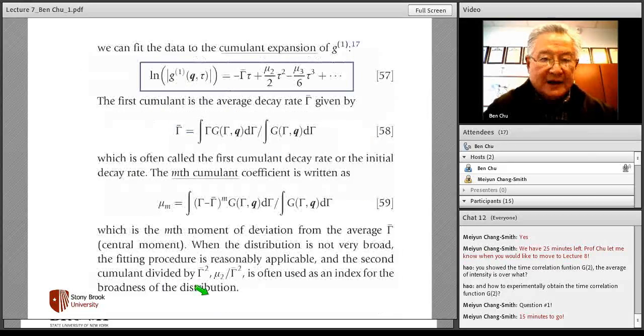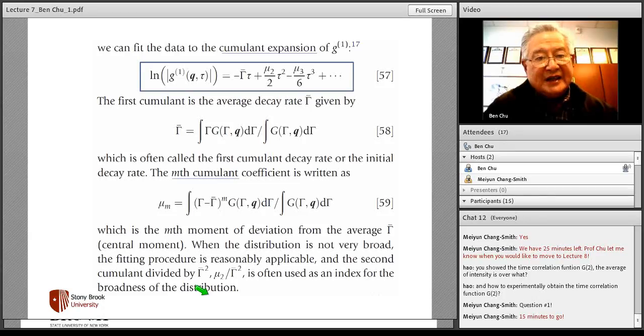But very often you have a distribution of particles, and therefore you have a distribution of line widths, and then you want to see how you can treat this expression. So the G1 of tau, this is the first order electric field time correlation function, comes from the second order intensity time correlation function.